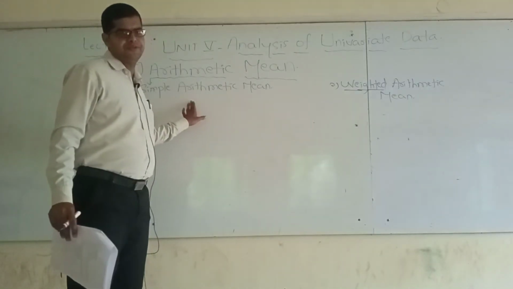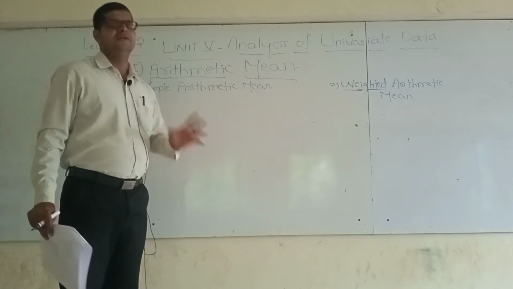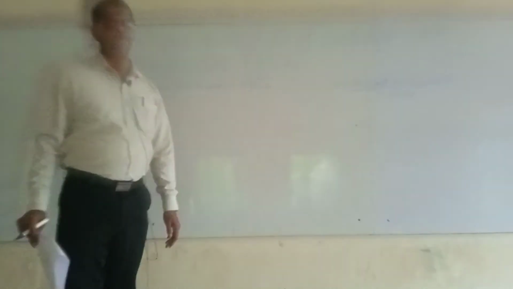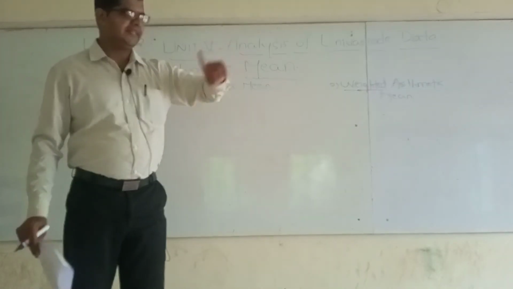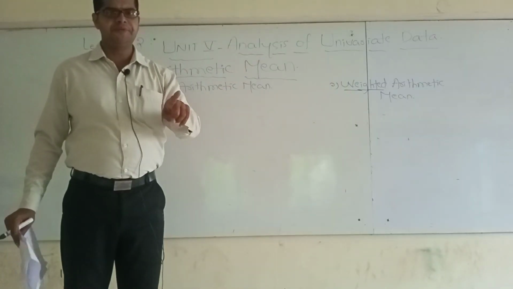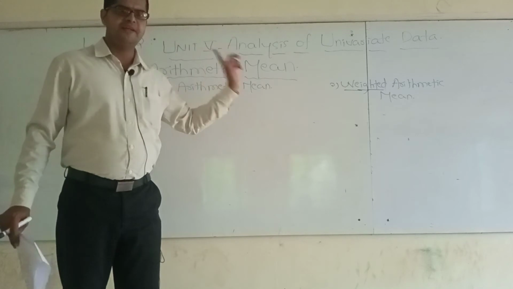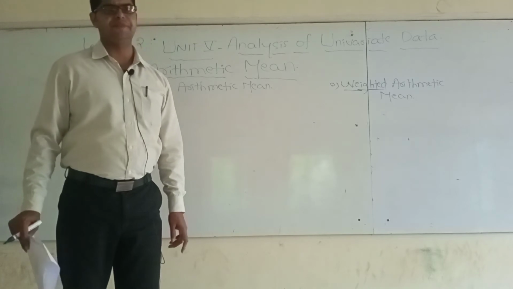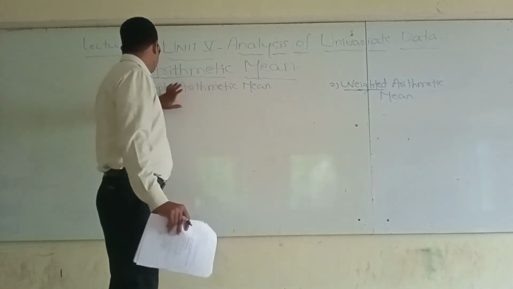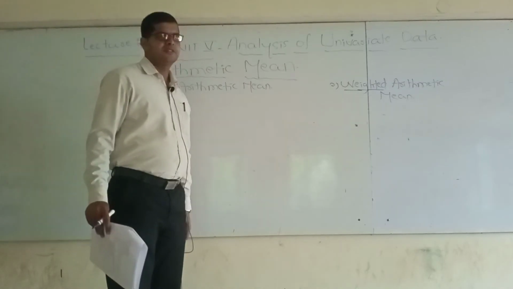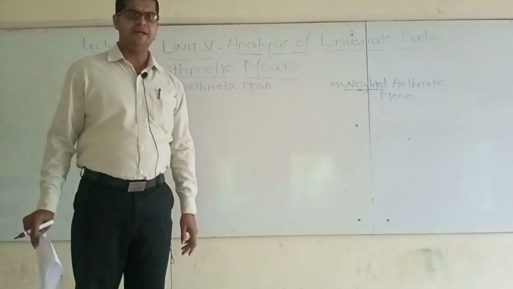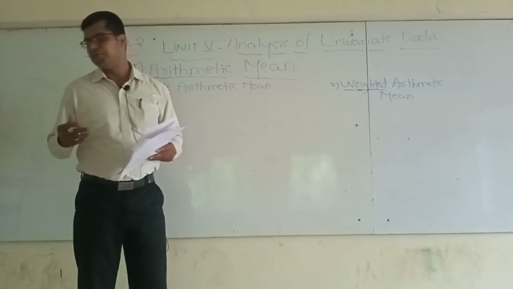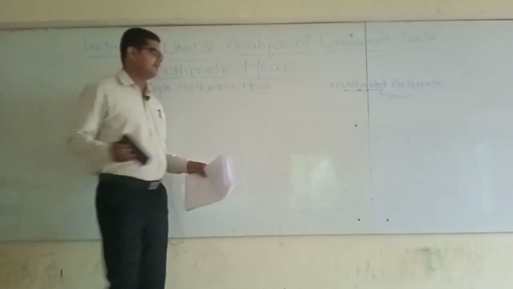Here there is no question of weight. We take all the data, give equal importance, apply the formula, and get the value of the mean. There, along with the marks, we take the weight. Marks into weight, divided by the number of observations, you are going to get the weighted arithmetic mean. So that is the small difference between simple arithmetic mean and weighted arithmetic mean. Today we take the simple arithmetic mean, then we take the weighted arithmetic mean.